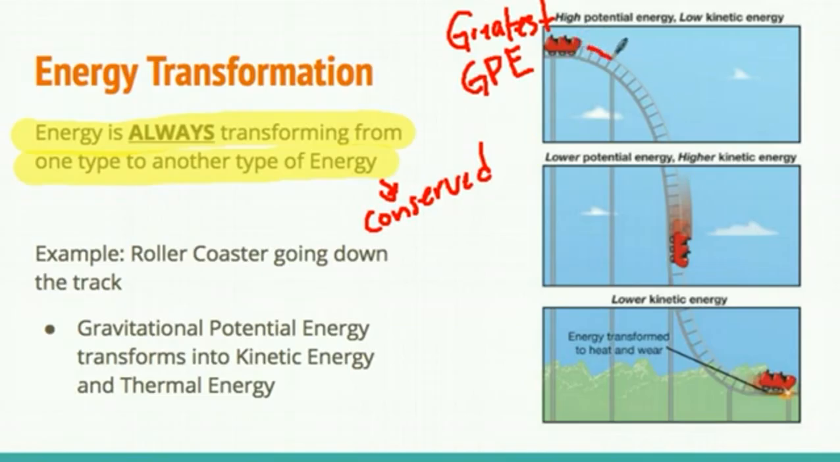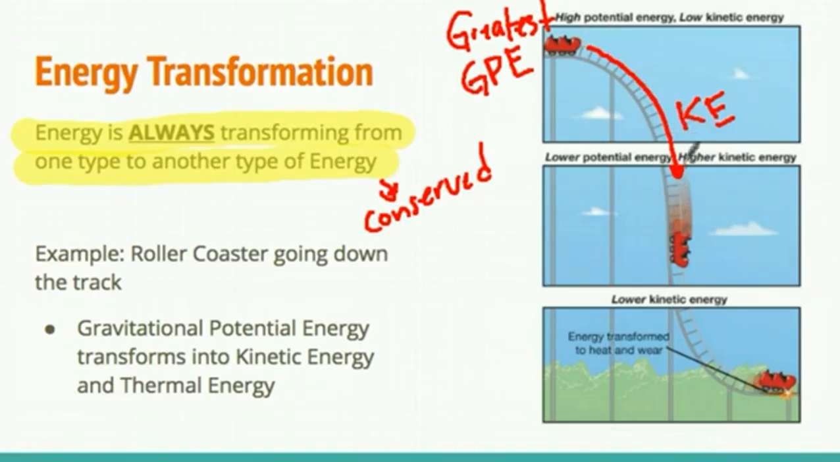Now, as the roller coaster falls down or goes down, that gravitational potential energy starts turning into kinetic energy, right? It starts to transform into kinetic. Why is it? Because now we're going from a little bit of movement to a lot of movement.